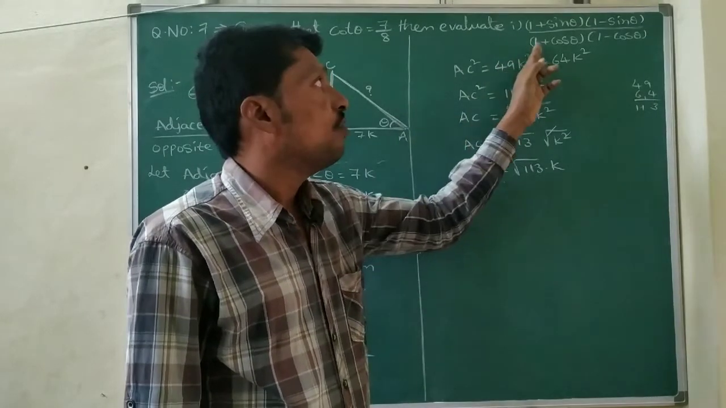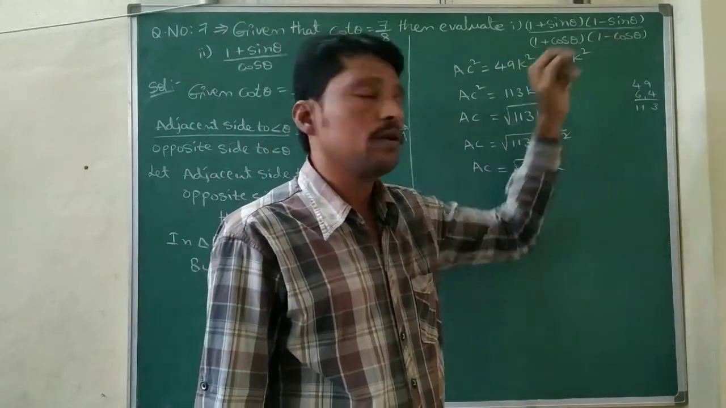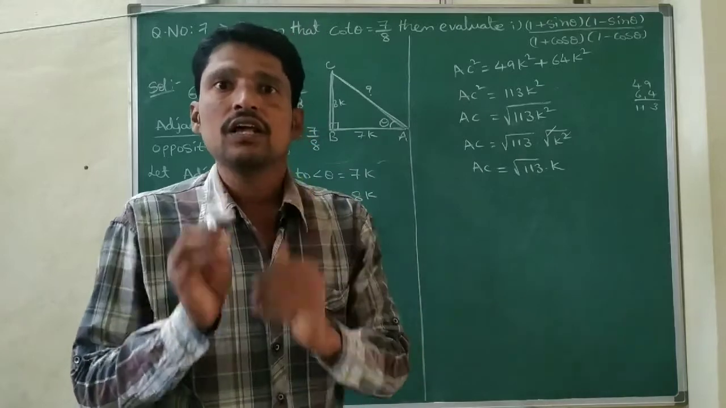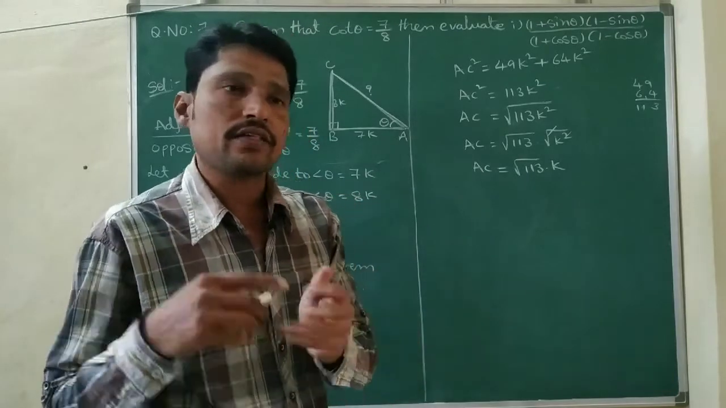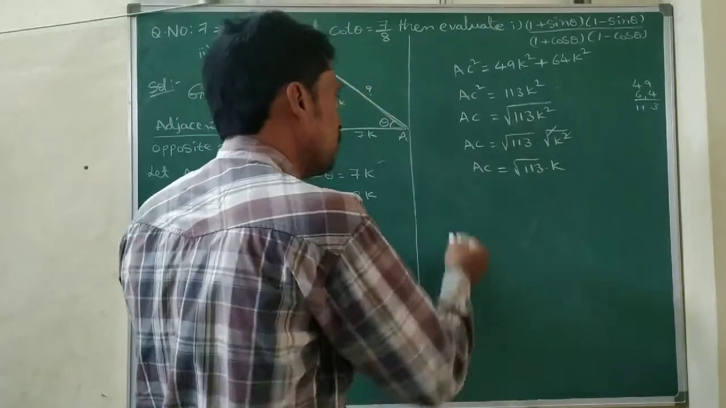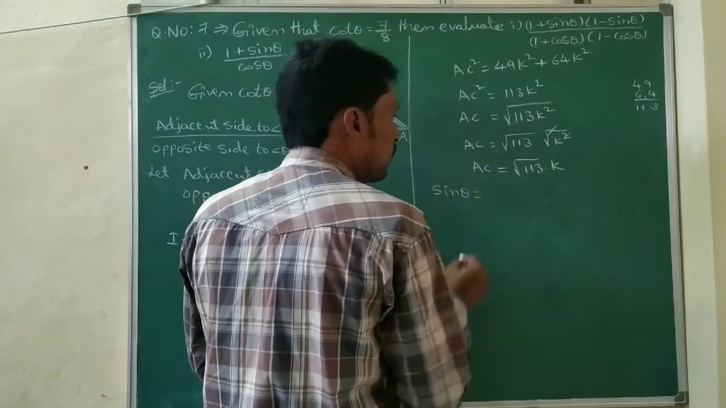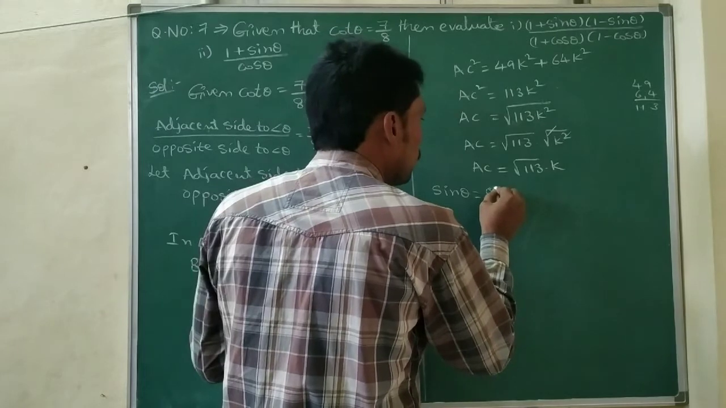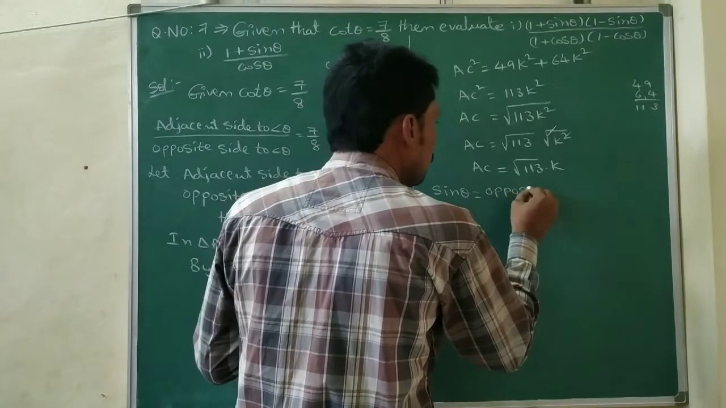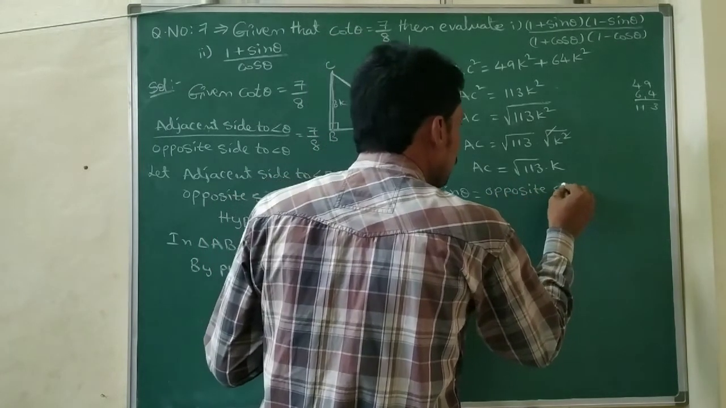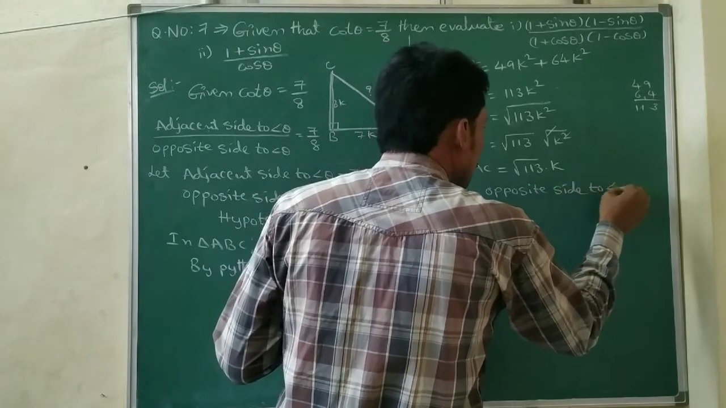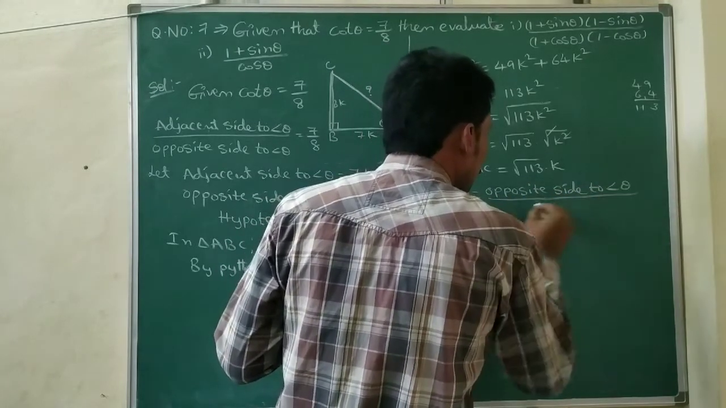Now here first one we need to find (1 plus sin theta) into (1 minus sin theta) whole by (1 plus cos theta) into (1 minus cos theta). Means we need sin theta value and cos theta value. Here only you can find out that one. So sin theta equals, what is sin? Opposite side to angle theta by hypotenuse.